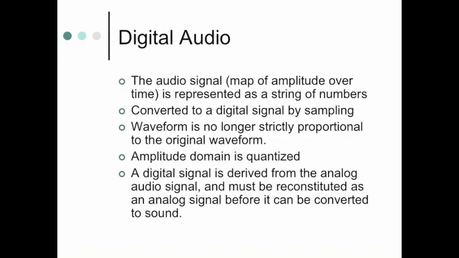The audio signal, the map of the amplitude over time, is represented as a string of numbers instead of a continuous voltage that fluctuates. Converted to a digital signal by sampling, the waveform is no longer strictly proportional to the original waveform. In some way, we've created a process where we take an analog signal, which is fluctuation in voltage, and we've somehow coded it into numbers so that you could take that code and decode it and get back a voltage fluctuation, which could then go into a speaker, which makes the speaker move and create the air disturbance again in the same way that it was recorded. So we're doing some sort of coding in the digital domain.